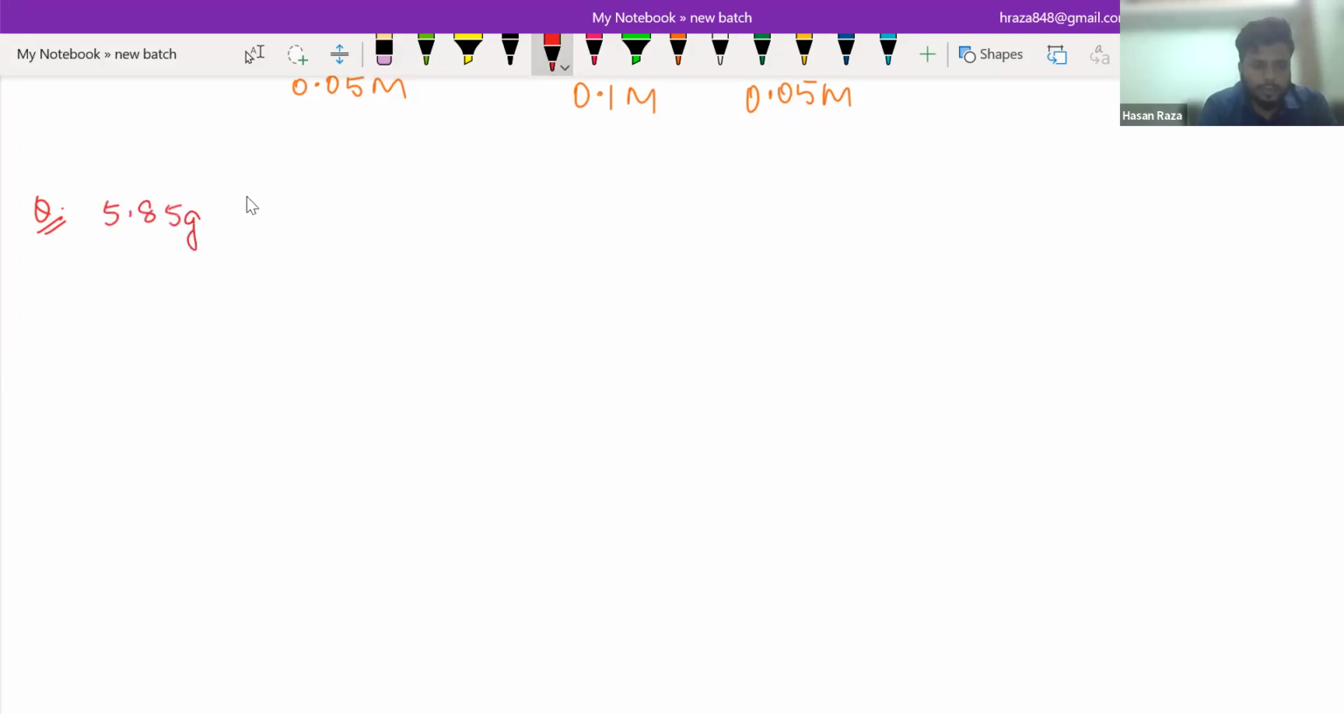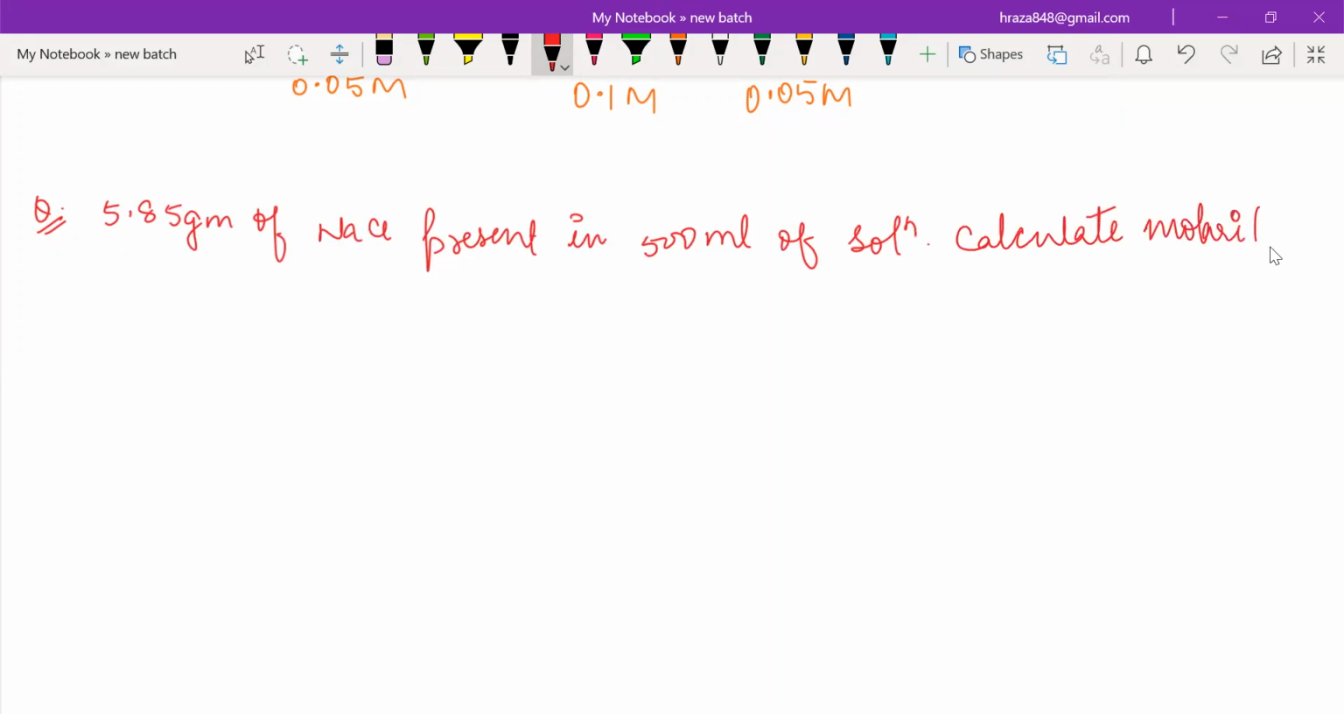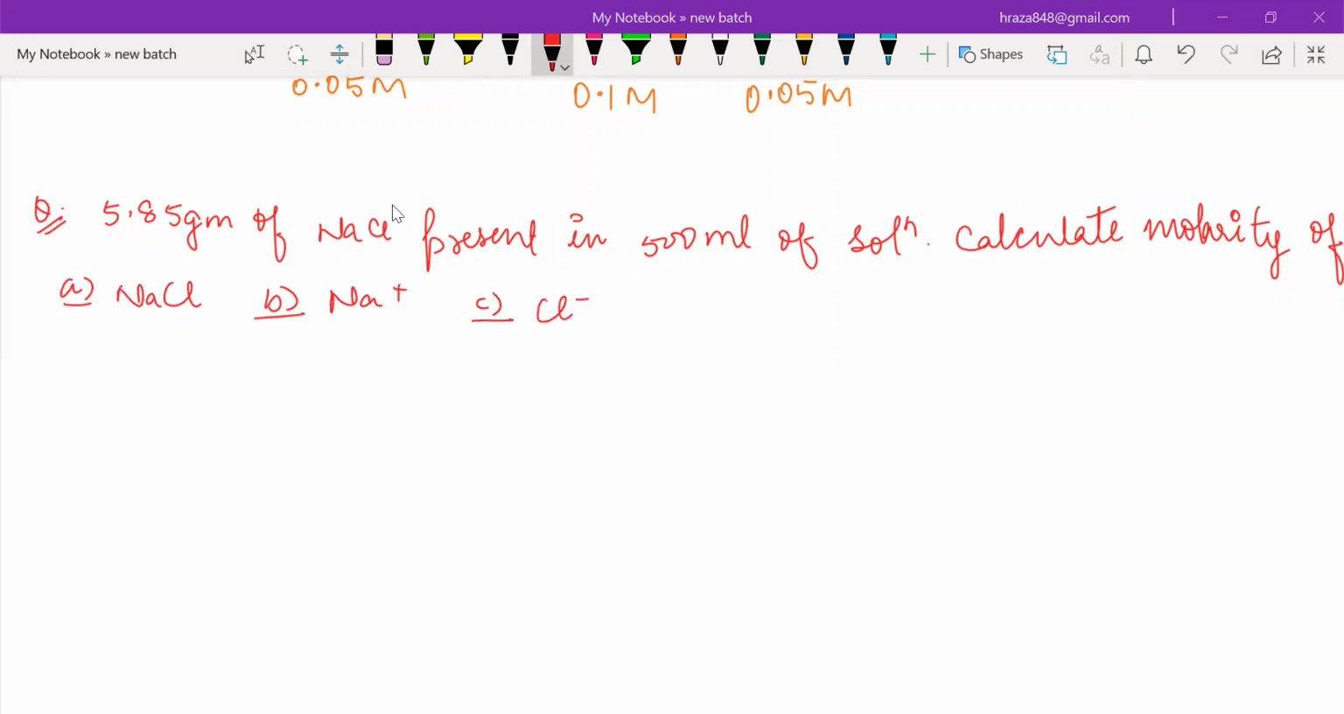5.85 gram of NaCl is present in 500 ml of solution. Calculate the molarity of A, NaCl, B, Na plus, C, Cl minus. This is the last question from molarity. Then we will come across molality.